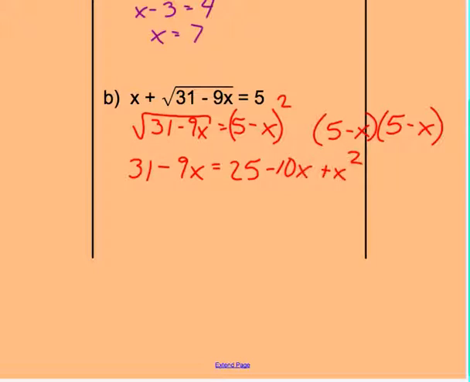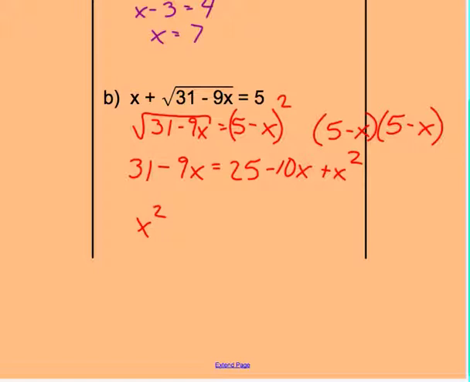Now we want to get everything on one side of the equal sign. The reason we do that with quadratics is so that we can factor and then solve. So I'm going to reorganize this so that the x squared is on the left-hand side like we're used to seeing it, but I want that x squared term to be positive. So what I'm really doing is moving everything to the right and then just flipping it around with the equal sign. So I've got x squared.